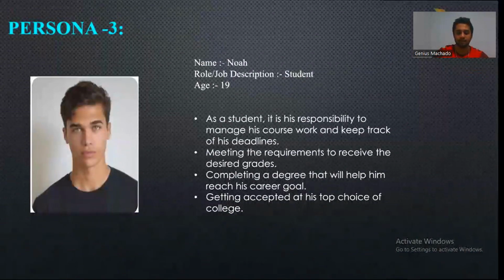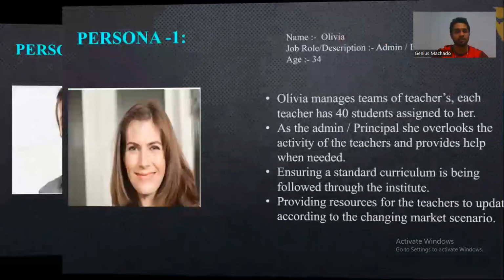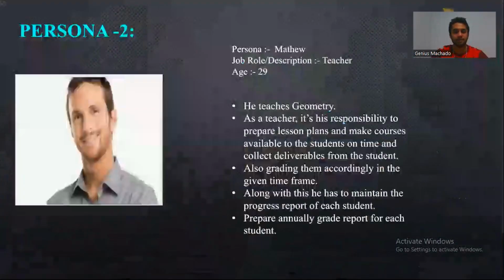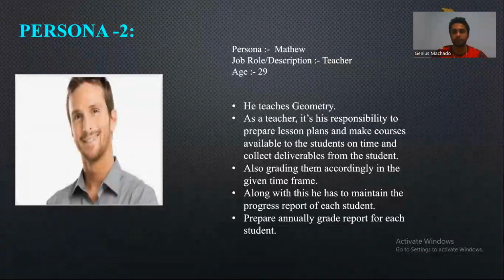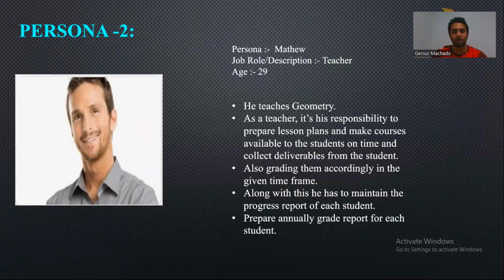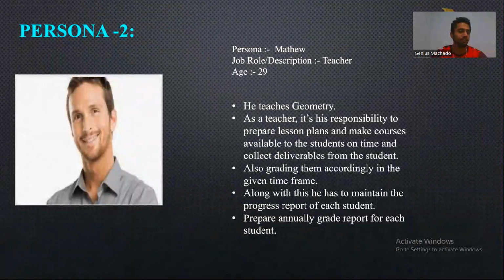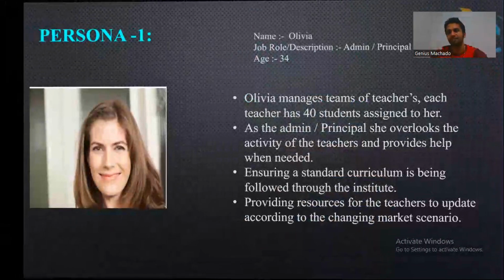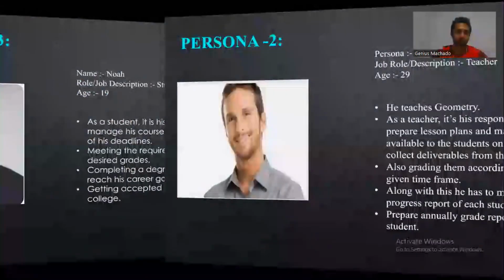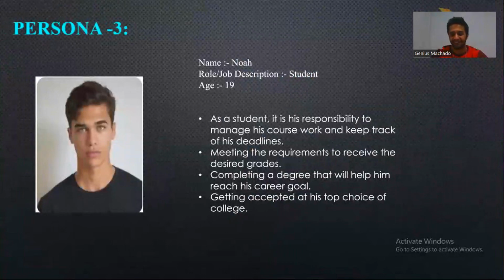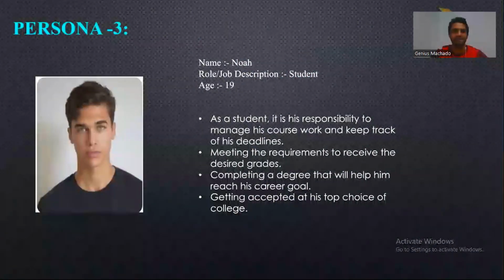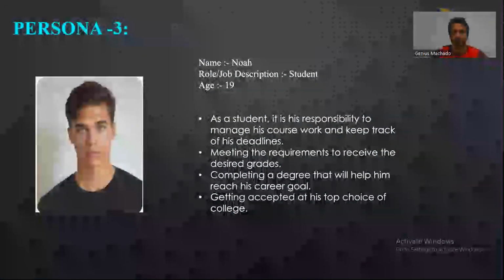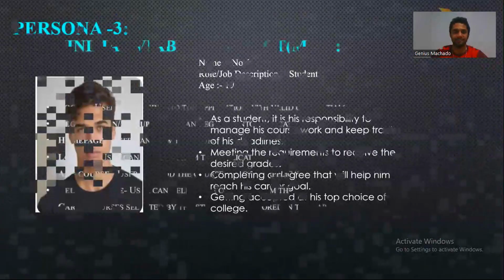All right. To summarize, we had the first persona, which is Olivia, the administrator slash principal. The second one is Matthew, our geometry teacher, who has like 40 students and manages the students. The administrator, Olivia, manages the teachers. The teacher, Matthew, manages the students, and students manage their work, their homework and their studies. So we have three personas. I have summarized them. And moving forward, onto the next.